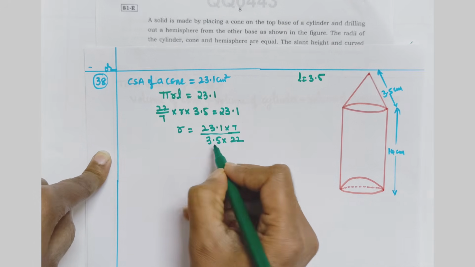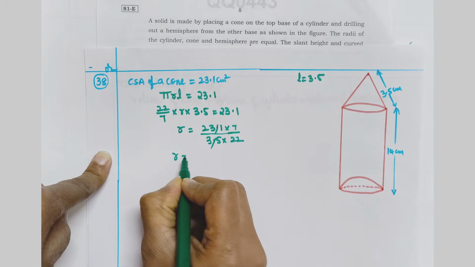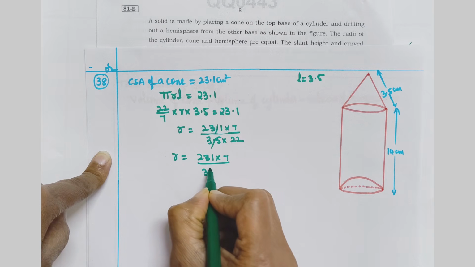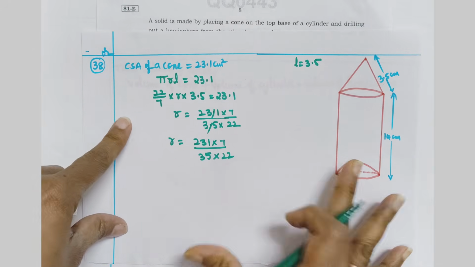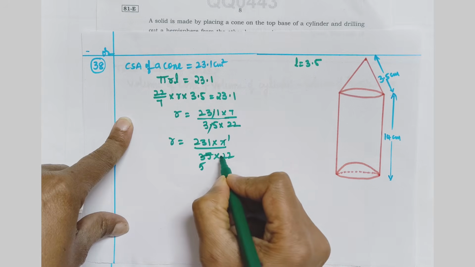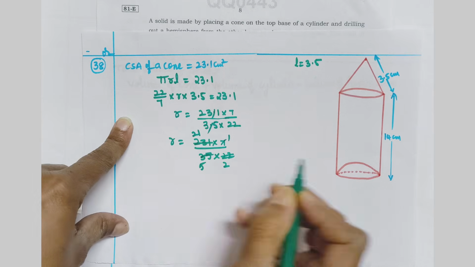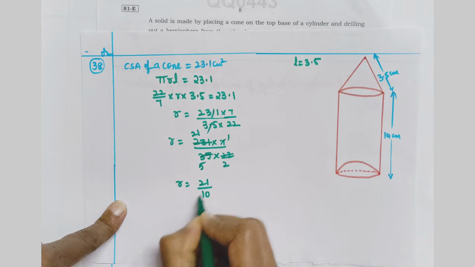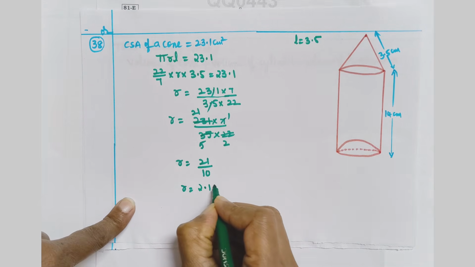Now carefully listen. There is one digit after the decimal point, so we cancel it. What remains? R is equal to 231 into 7 divided by 35 into 22. The point is gone. Now we can cancel. 7 1 is 7, 7 5 is 35. Next, 11 we will cancel: 11 2 is 22, and 11 1 is 11. So R is equal to 21 by 10. With one digit after the point, R is equal to 2.1 centimeters.